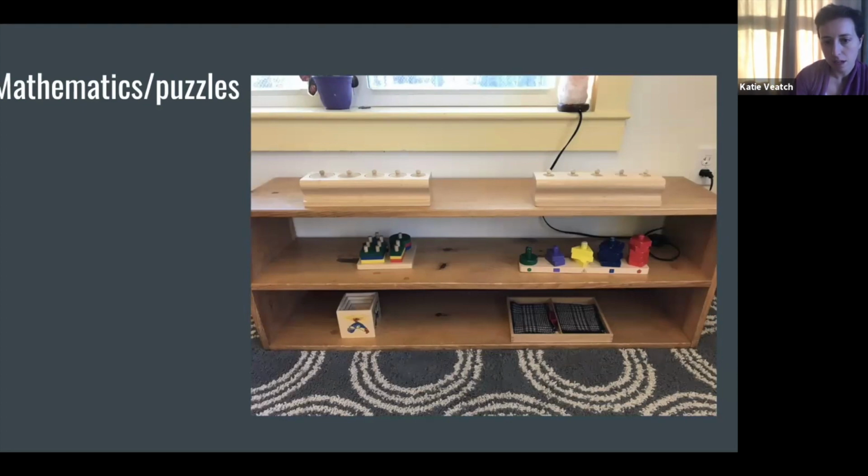There is a, like a posting, what would you call that? Like a peg shape matching thing. There's a counting shapes thing there on the right. I'm not using my Montessori language, I'm sorry. On the bottom right is a texture matching.